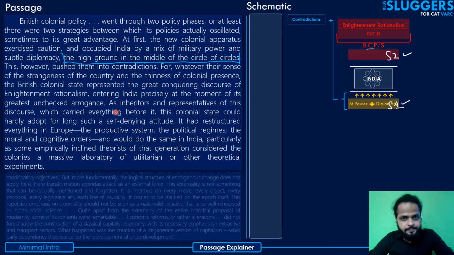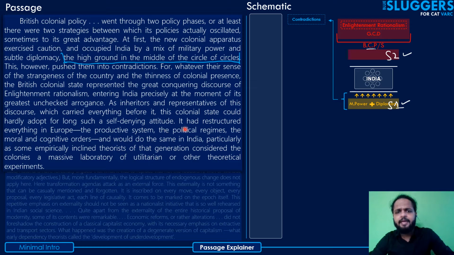Coming to the next part, as inheritors and representatives of this discourse, the British colonial state was the inheritor and representative of this discourse, right? Which carried everything before it. So this great colonial discourse was so heavy in inertia that it transformed everything that came in its way. Okay, it carried everything before it. This colonial state, because it was the British. Let's read the whole sentence together. As inheritors and representatives of this discourse, which carried everything before it, this colonial state could hardly adopt for long such a self-denying attitude.